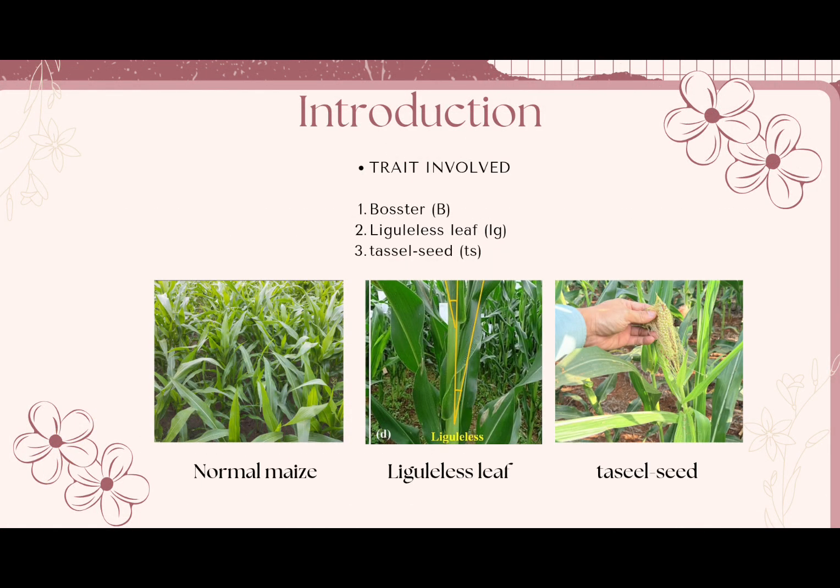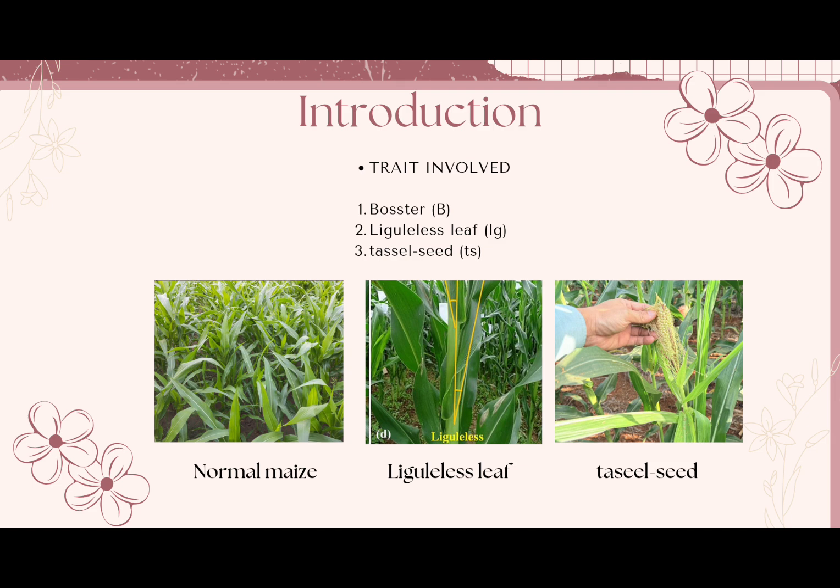Today, we will discuss a 3-point test cross analysis in maize involving 3 traits. First one is booster, B, a dominant gene that intensifies plant color. Number 2 is liguleless leaf, LG, a mutation that causes the leaf to lack ligules. Number 3 is tassel seed, TS, a mutation where seeds develop on the tassel.